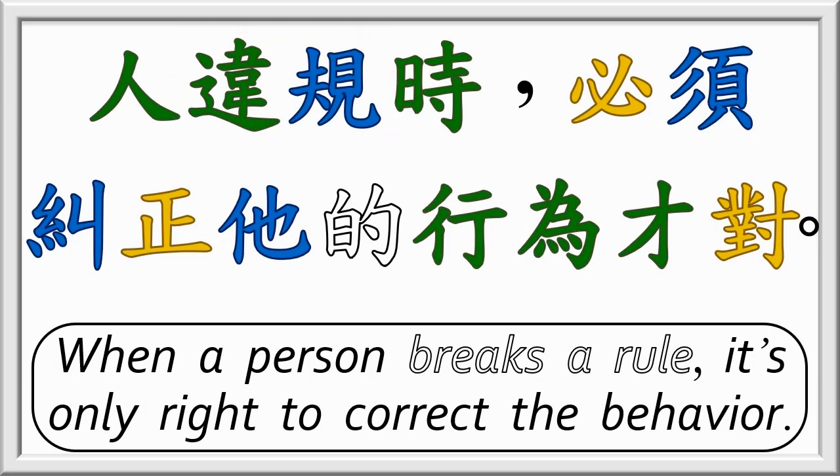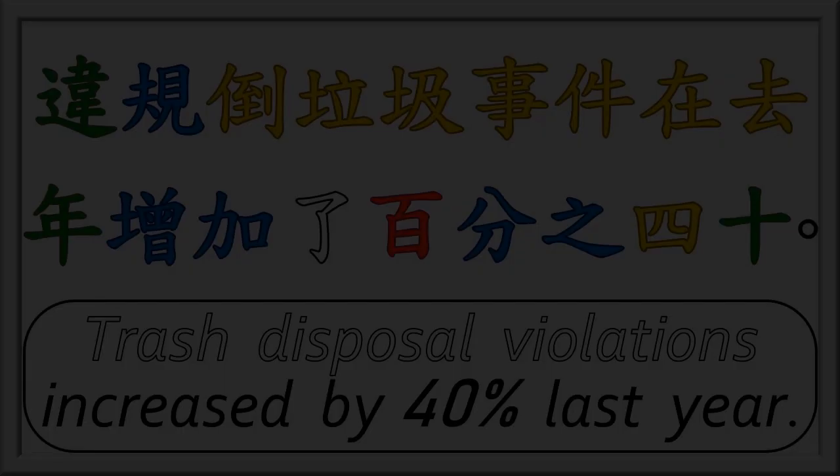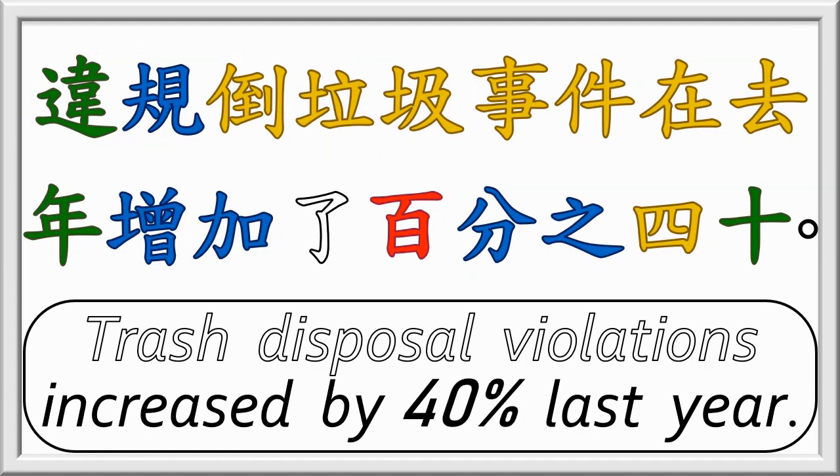人违规时，必须纠正他的行为才对。When someone breaks a rule, it's only right to correct the behavior. 违规倒垃圾事件在去年增加了40%。Trash disposal violations increased by 40% last year.